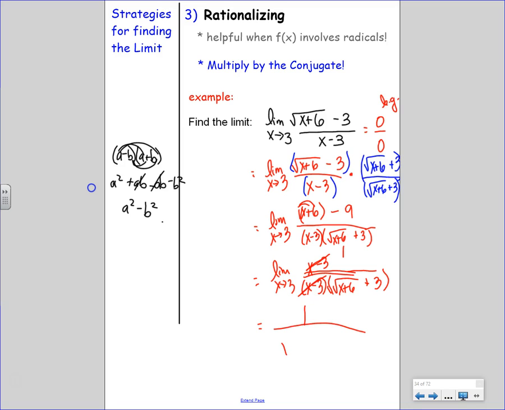Why am I going to stop rewriting the limit? I'm plugging in 3 because that's my special x value that's being approached. Square root of 9 is 3, right? 3 plus 3 is 6. That's going to work every time.